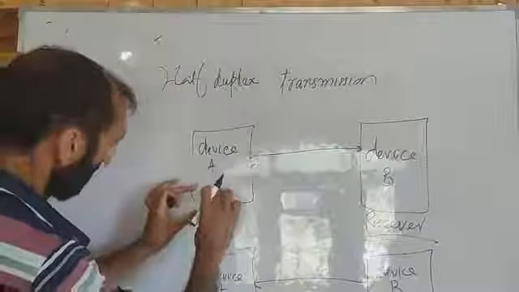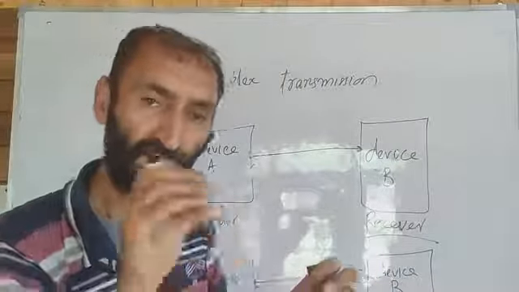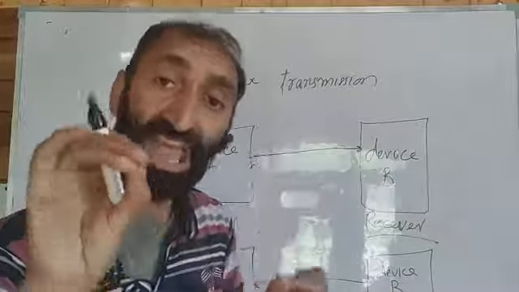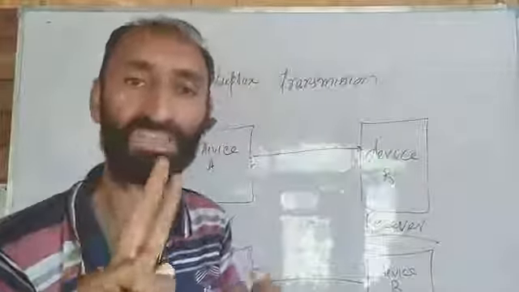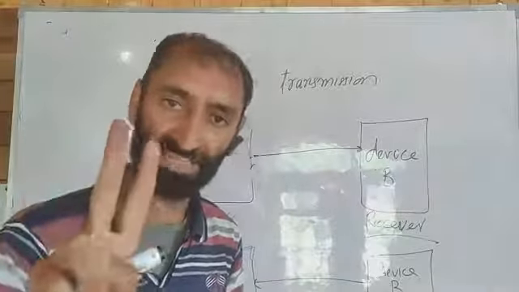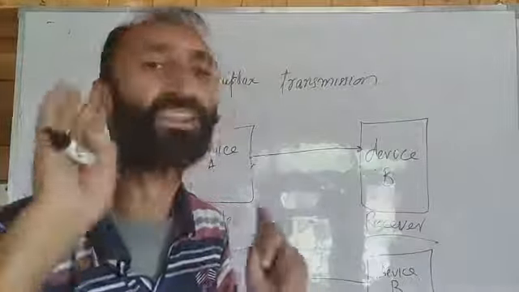Here, each device acts as a receiver as well as a sender. But the data transmission is one way. Only one can transmit data at a time. At a time, only one device can become a sender or a receiver.